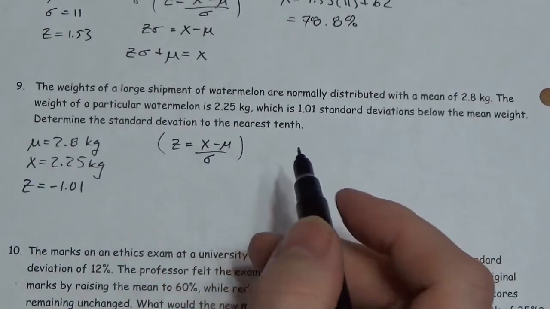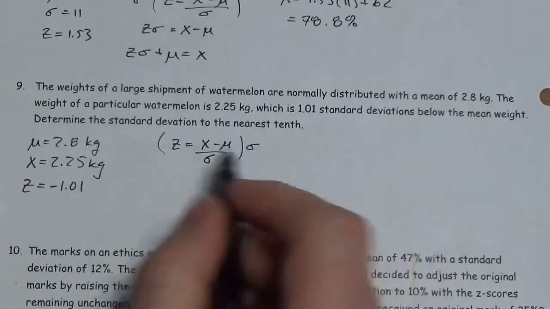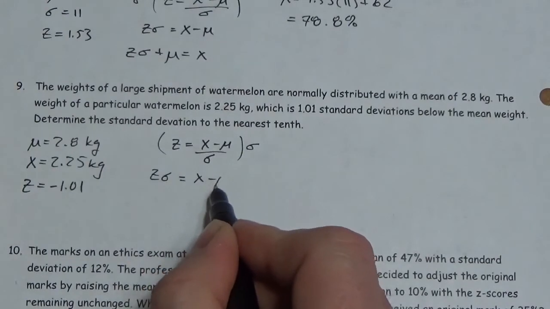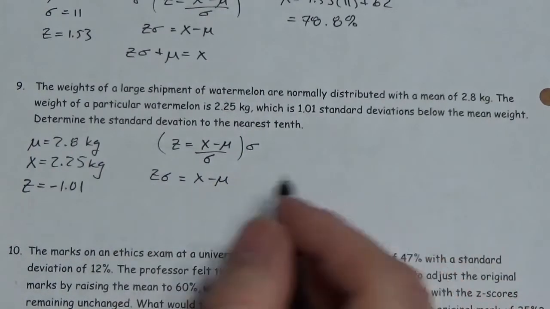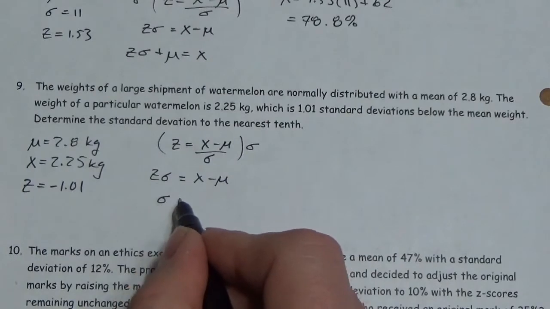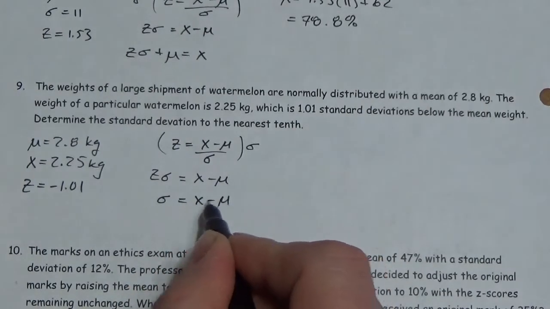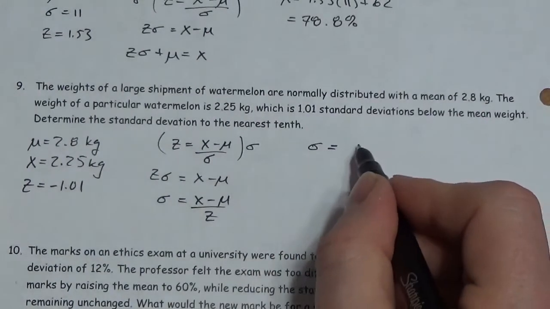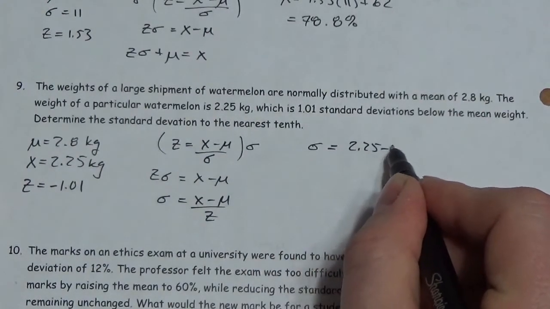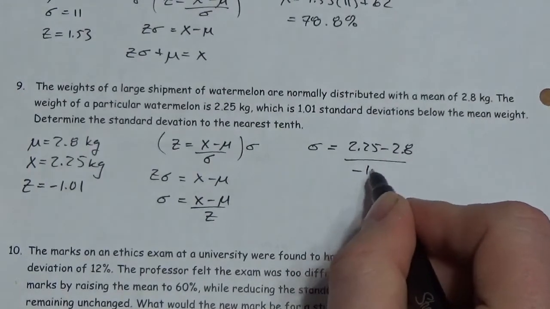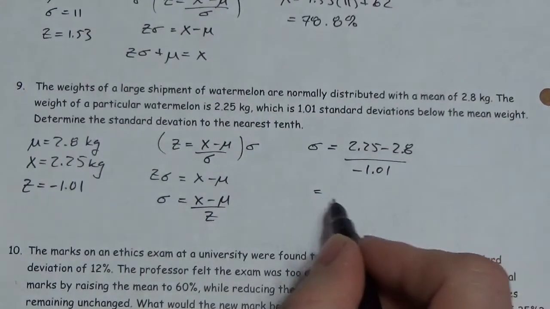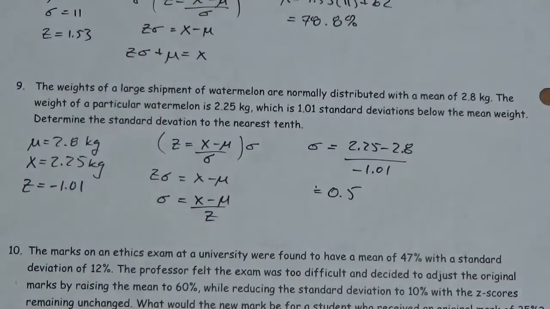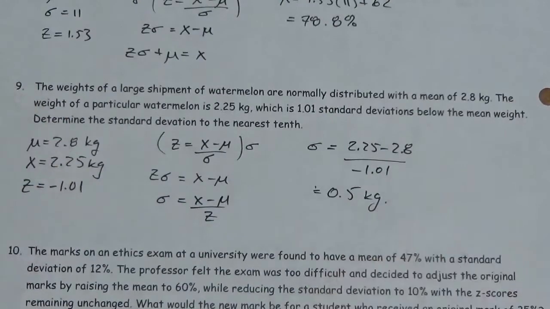So if I wanted to figure out what the standard deviation was, the first thing I would do would be to multiply everything by the standard deviation to get rid of that fraction. And then I would divide everything by the Z-score. So the standard deviation will equal X minus the mean over the Z-score. So my standard deviation will be 2.25 minus 2.8 divided by negative 1.01. And it turns out, to the nearest tenth, that is going to be about a half a kilogram. I probably should put the units there. There we go, a half kilogram.